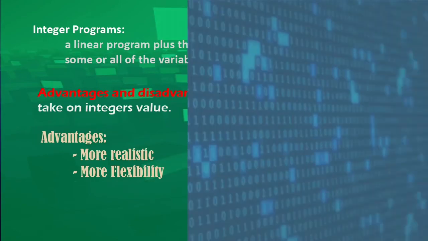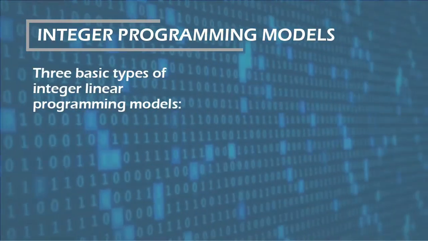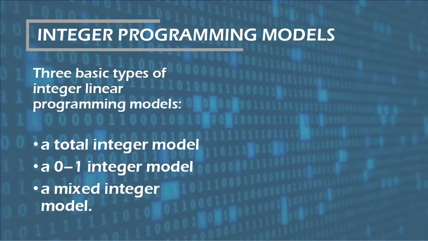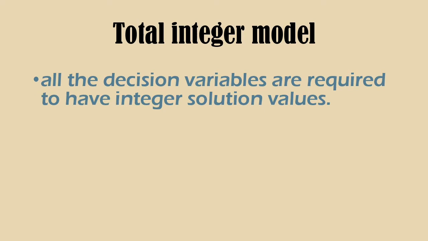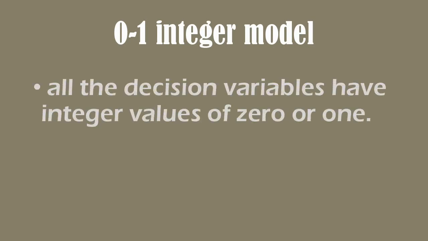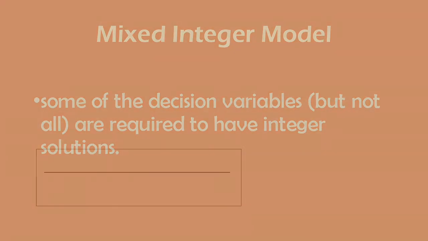Integer programming models. There are three basic types of integer linear programming models. First is a total integer model. Second, a 0-1 integer model. Third, and lastly, a mixed integer model. Total integer model: all the decision variables are required to have integer solution values. 0-1 integer model: all the decision variables have integer values of 0 or 1. Mixed integer model: some of the decision variables, but not all, are required to have integer solutions.